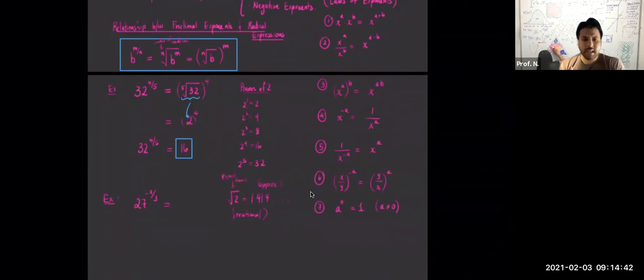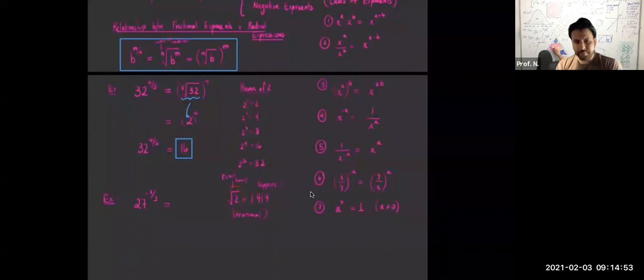So if that's the case, if your square root is not a clean number, and when I say clean, I'm talking about a whole number, then you can just leave it as a radical. Okay.